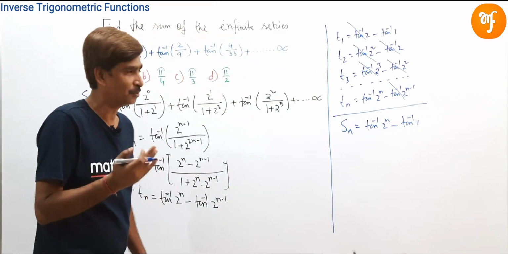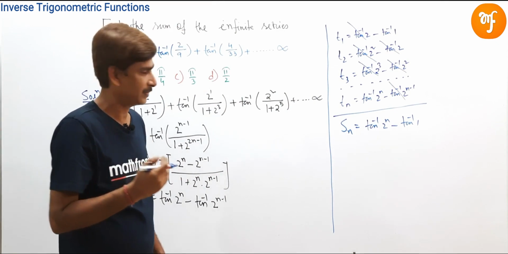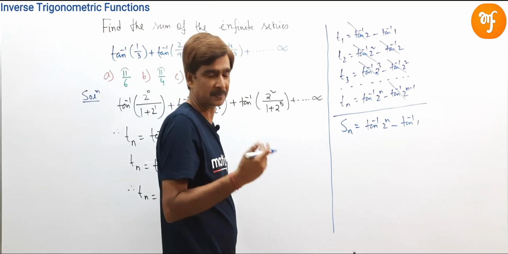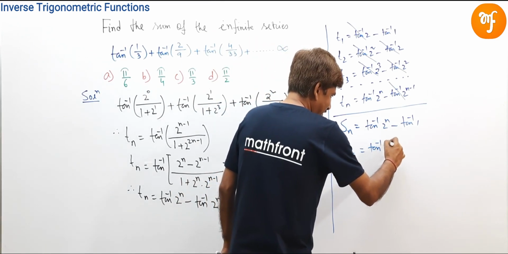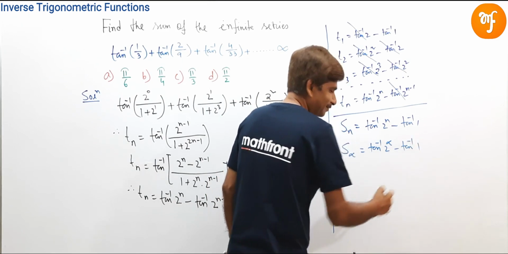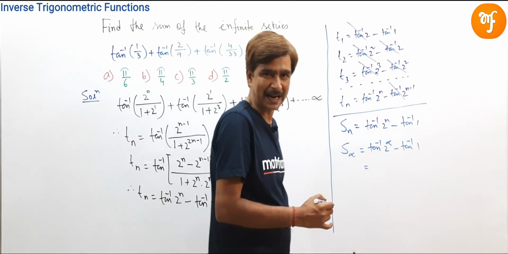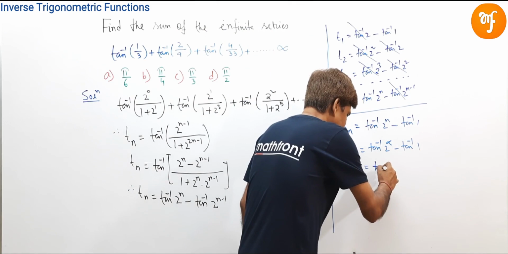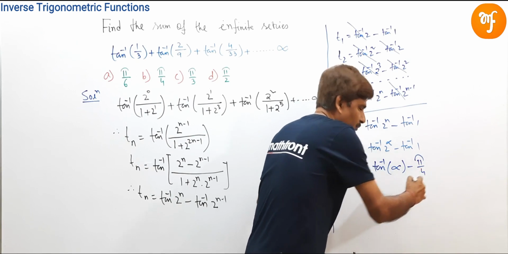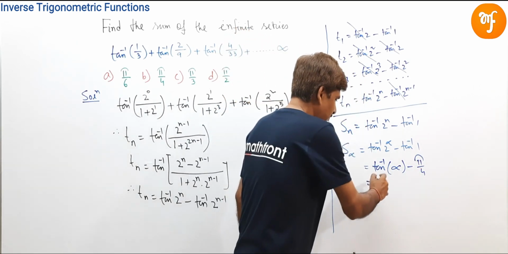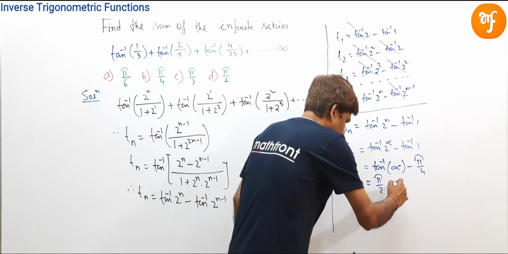Now, what we need? We need S infinity, that is the number of terms is infinity. So, substitute n by infinity, we will get S infinity. So, S infinity will be tan inverse of 2 to the power infinity minus tan inverse of 1. You know very well tan inverse of 2 to the power infinity means tan inverse of infinity, minus tan inverse of 1 is nothing but pi by 4, we all know. So, tan inverse of infinity, the result is pi by 2. So, this is pi by 2 minus pi by 4.